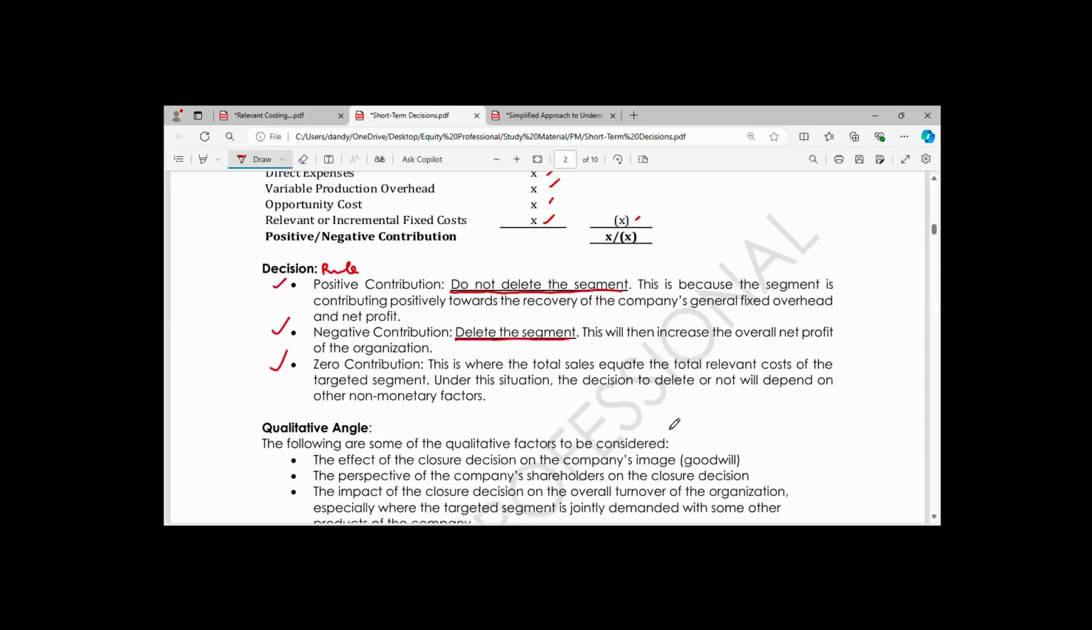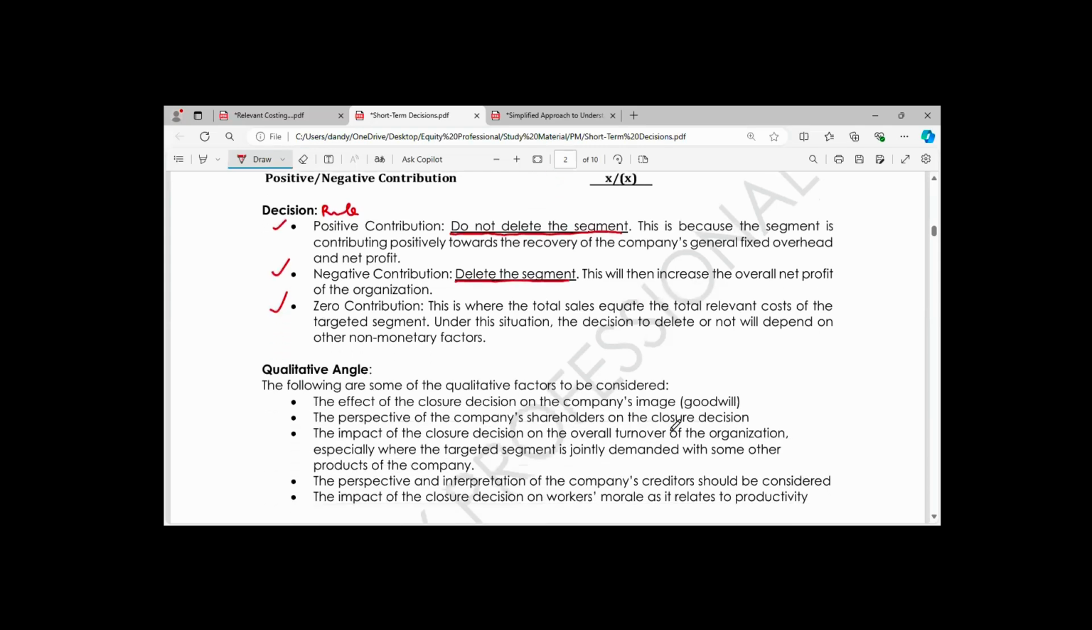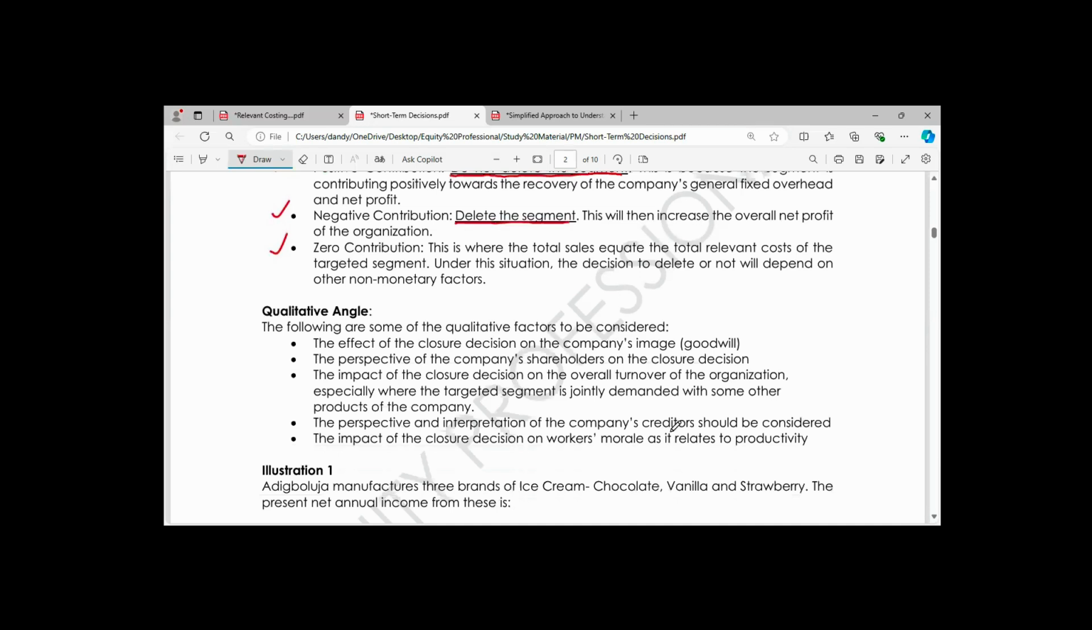So what are the qualitative factors you need to take into consideration under deleting of a segment? Let's take it one after the other. And this is very vital. On the day of your exam, at times the examiner can ask you to state your qualitative factors. That's why I usually advise students, it is not sufficient for you to do only calculation. Any theoretical aspect of the question will enhance your score or your mark, so you have to give it out. You have to let the examiner know how you have arrived at your numbers.